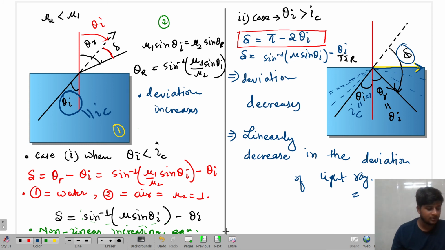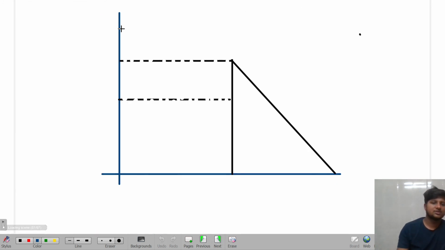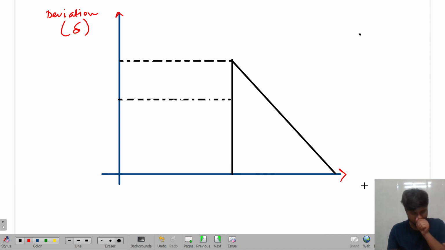Okay, now let's utilize this. We will try to plot this total deviation. So this axis is deviation. I'm representing this axis by deviation, which I'm denoting by delta. This I'm representing by theta of incidence, or theta. You have to plot the graphs. Now this is the case of theta is equal to theta c.